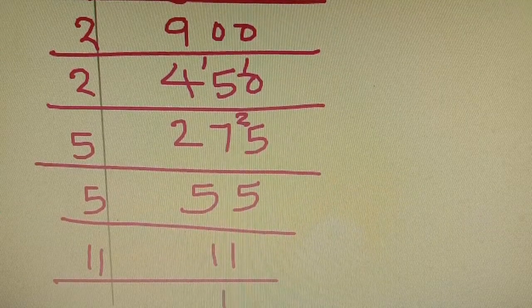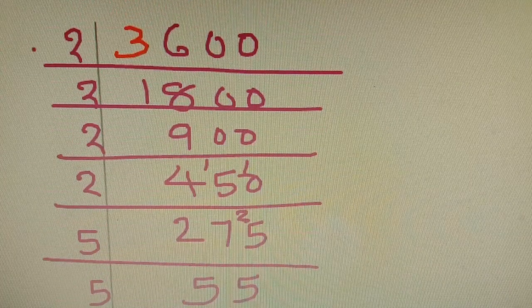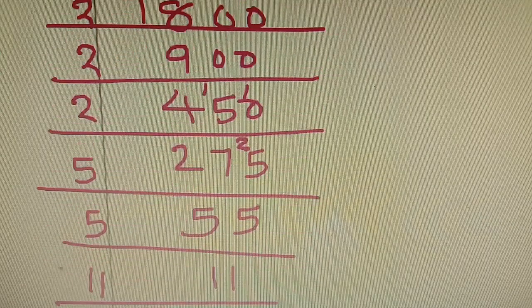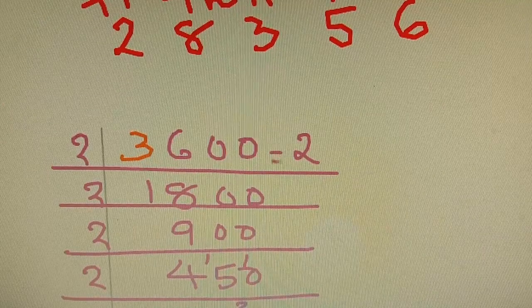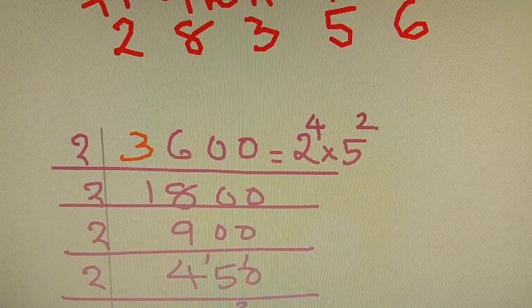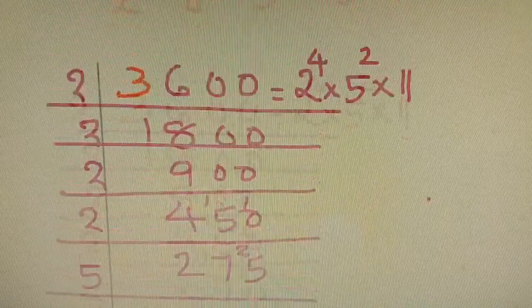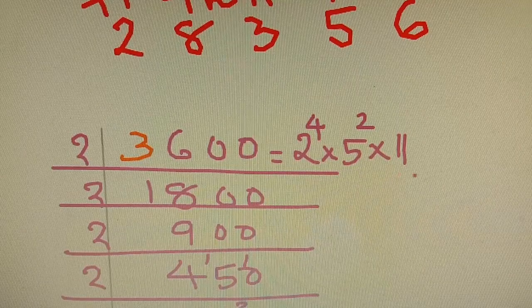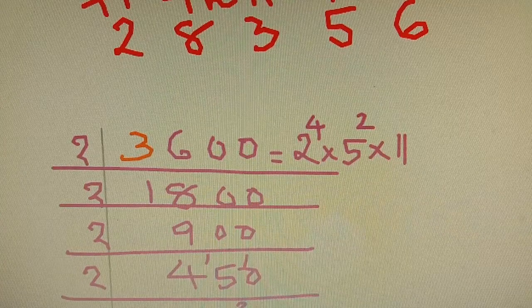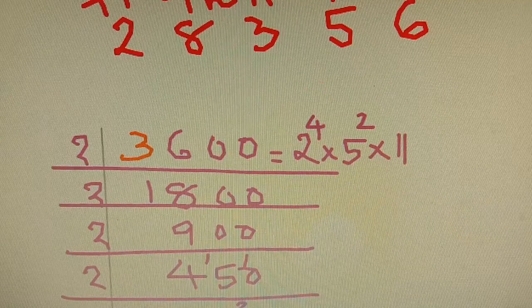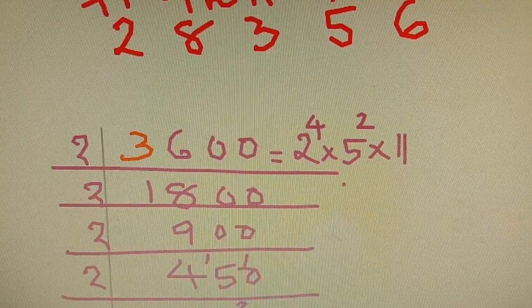Now 11 is also a prime number, so last we divide that 11 by 11 itself, so we reach 1. Here, how many 2s? 4 2s, 2 5s and 1 11. So we can write 3600 as 2 to the power 4 into 5 square into 11. That is the answer, the exponential form of 3600.